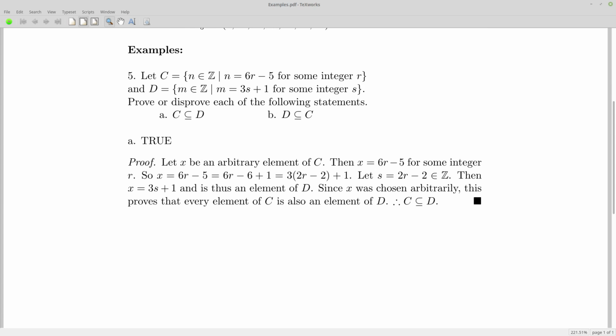So now let's look at B. Again, I'm presuming that you guys already experimented and decided for yourself what the answer was. And B turns out to be false, that D is not in fact a subset of C. So in order to establish this, we need a counterexample. And so once again, I'll have a little bit of a format here for my counterexample.